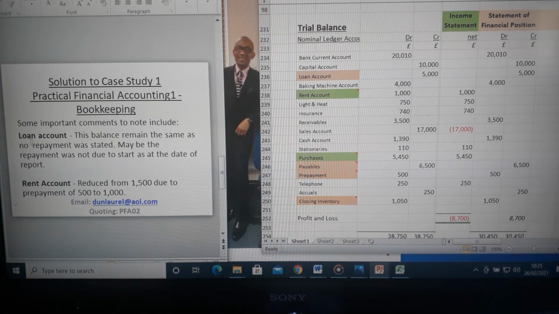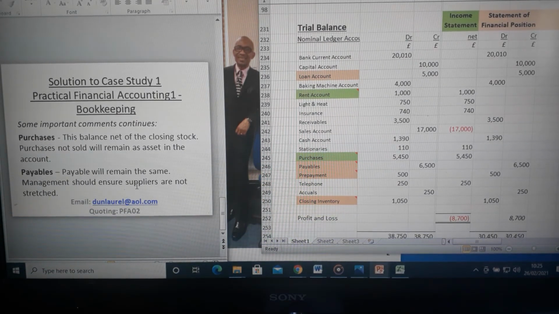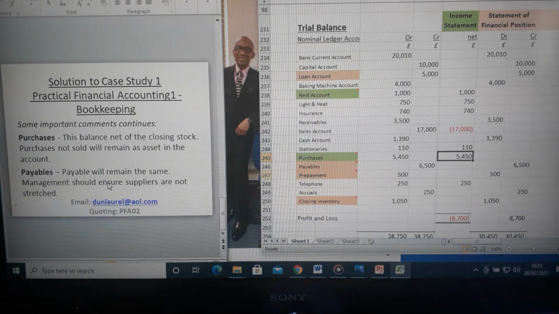Loan account: this balance remained the same as no repayment was made. Maybe the repayment period is not yet due. Rent account reduced from 1,500 due to prepayment of 500 to 1,000. Purchases balance is net of closing stock, so that is 6,500 less 1,050 gives us purchases of 5,450. Payables remain the same. Management should ensure suppliers are not stretched. Make sure you don't sit on their money. Pay them if it's due.